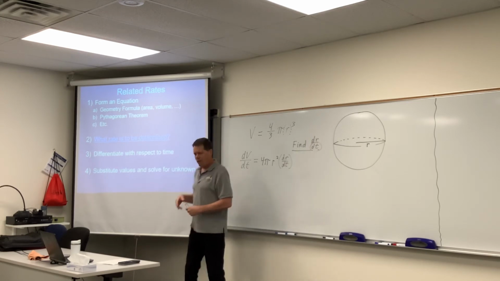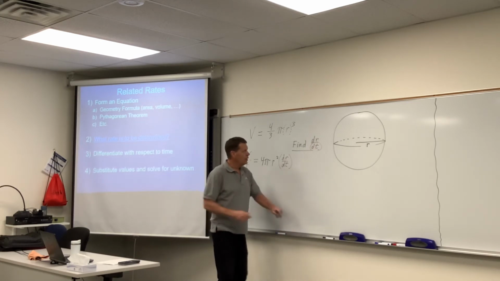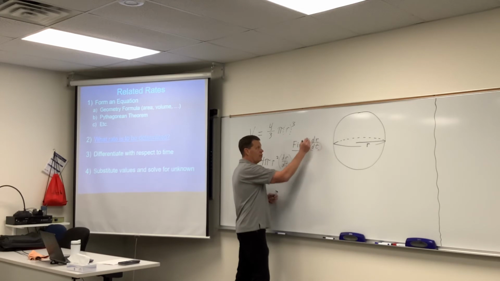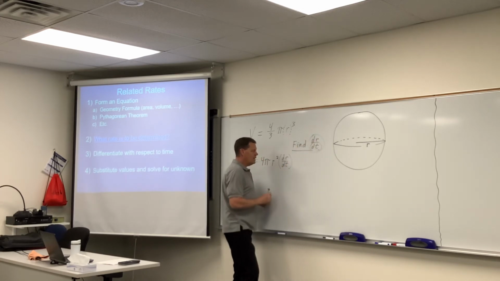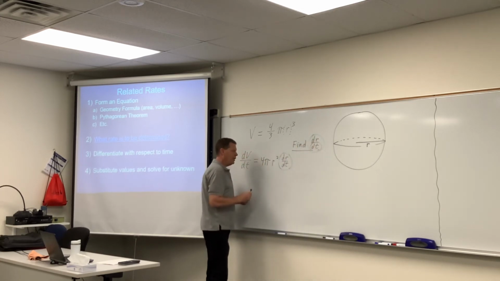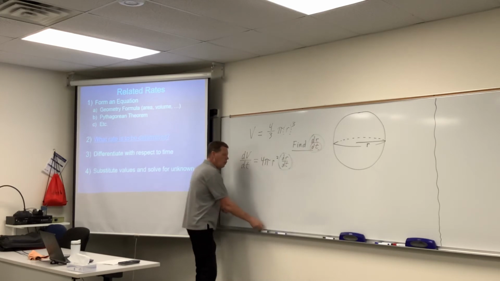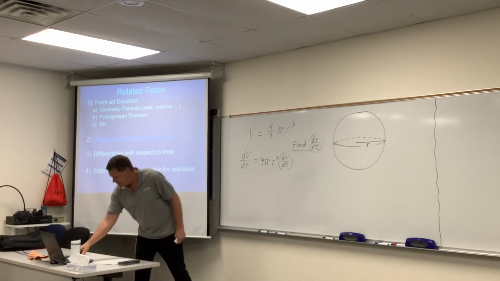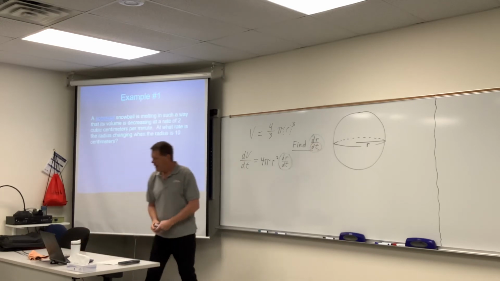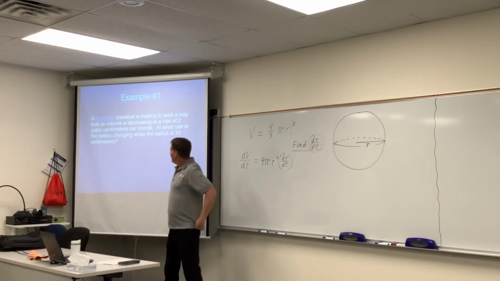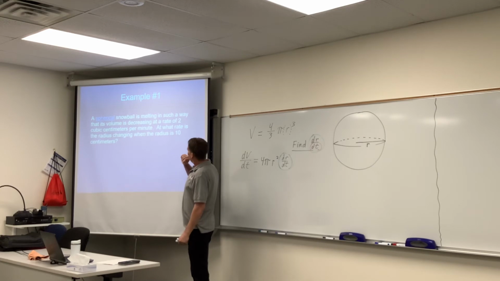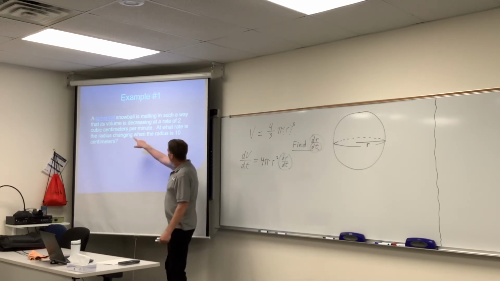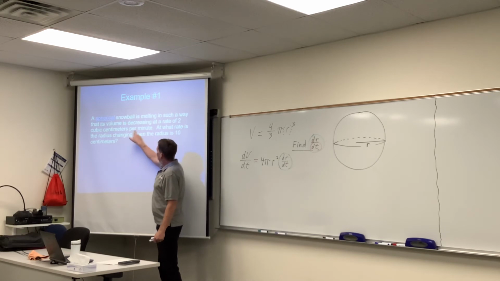Now I would point out we've already determined that the unknown here that we wish to eventually determine is dr/dt. So this will remain a variable, and every other variable we should be able to determine numbers from the narrative. So if we go back to the question and start reading this, all right, let's look for some numbers here. It says that the volume is decreasing at a rate of 2 cubic centimeters per minute.